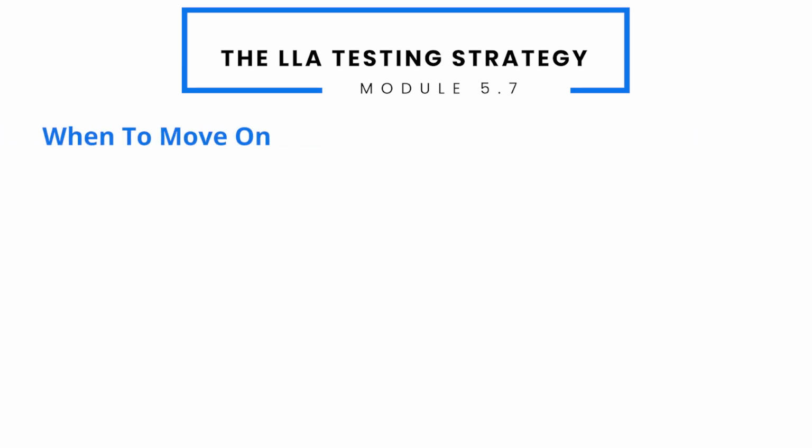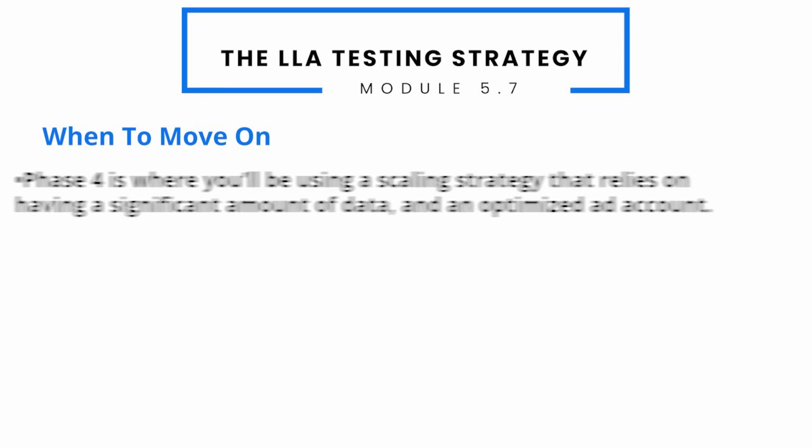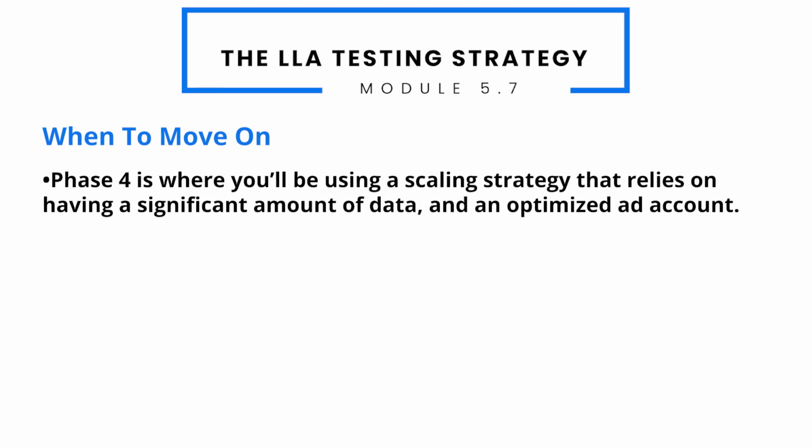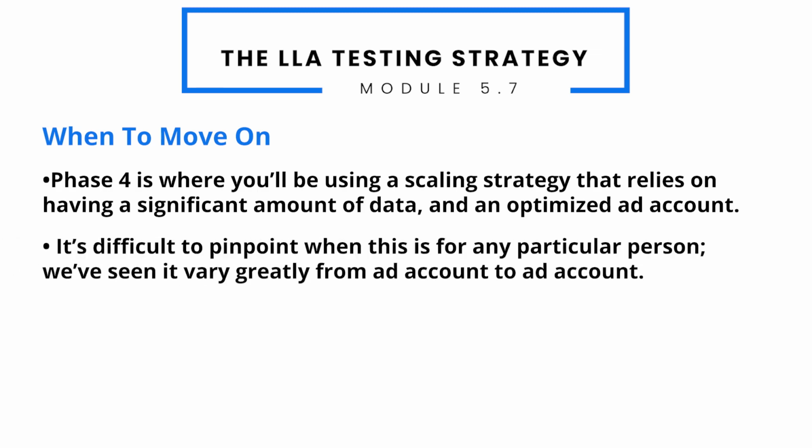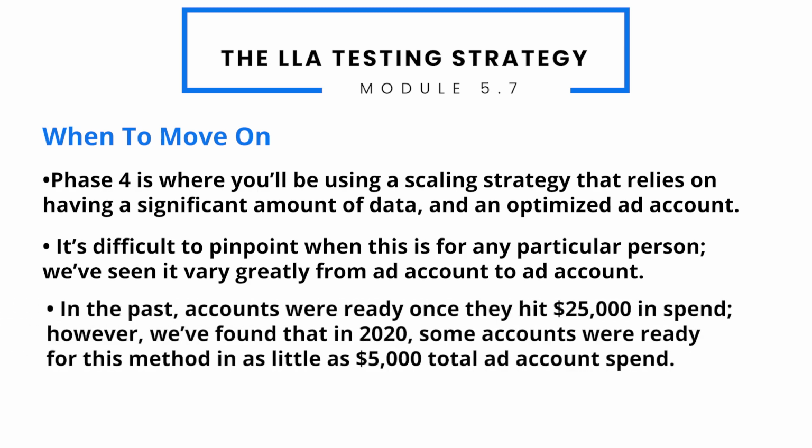Now, in terms of moving on to the next phase, this is where things get a bit tricky. Phase 4 is where you'll be using a scaling strategy that relies on having a significant amount of data and an optimized ad account. It's difficult to pinpoint when this is for any particular person. Now, we've seen it vary greatly from ad account to ad account. In the past, accounts were generally ready once they hit $25,000 in spend. However, we found that in 2020, some accounts were ready for this method in as little as $5,000 total ad account spend.